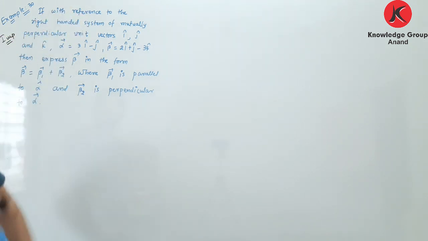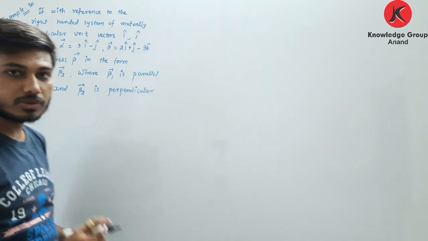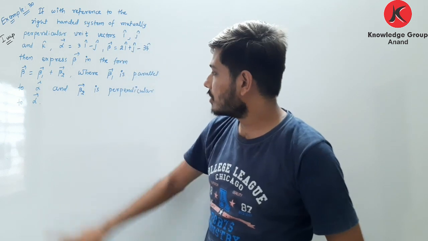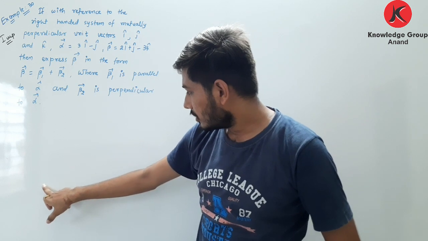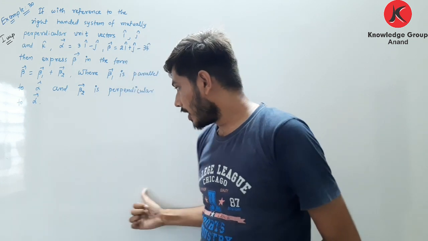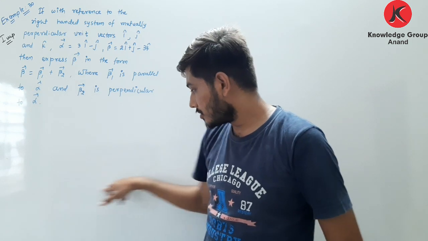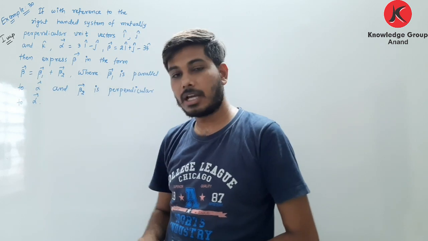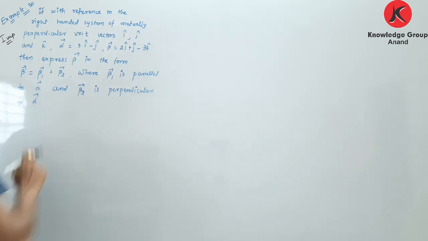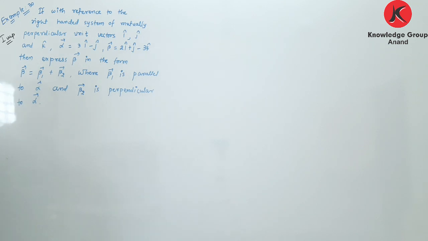If with reference to the right-handed system of mutually perpendicular unit vectors I cap, J cap, K cap. એનો મતલબ કે આગળ આપણે ડિસ્કસ કરી તો યાદ હોય તો તમને this is our x axis, this is our y axis, this is z axis. The I cap in this direction, J cap is in this direction and K cap is in this direction. This system is known as the right-handed system of mutually perpendicular unit vectors I cap, J cap, K cap.